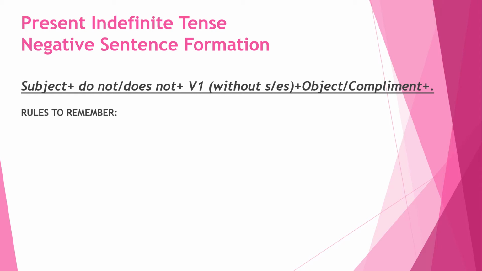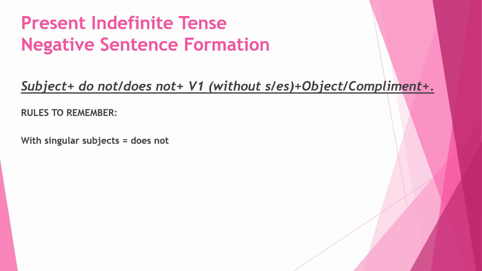Keeping in mind that in the negative sentence of present indefinite tense, you do not add s or es with the first form of the verb. You omit that. Then you add object or the complement, and then you add the full stop. For knowing more about the complement and the object, you should wait for my next video. Right. So here are the rules to remember.